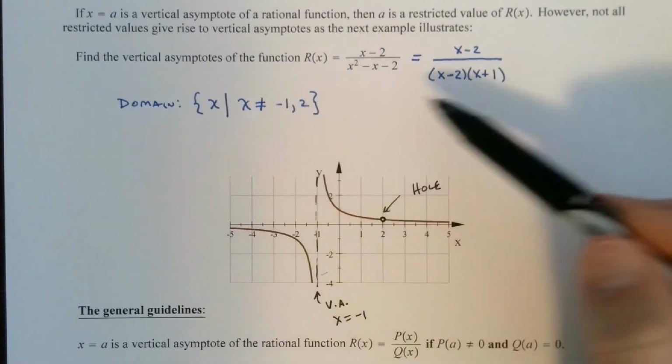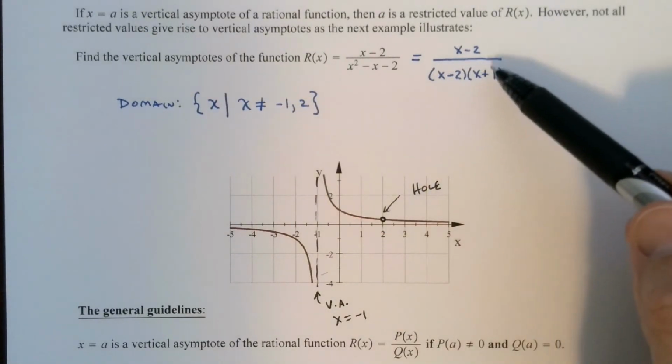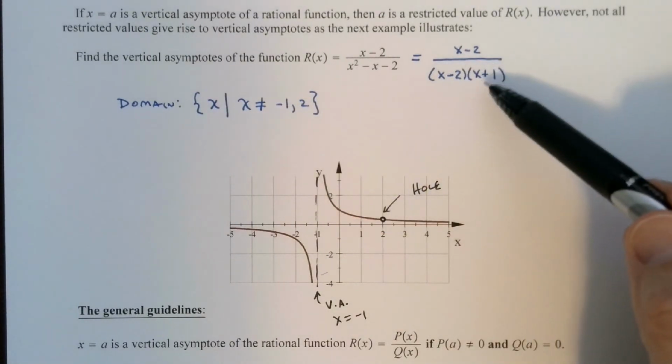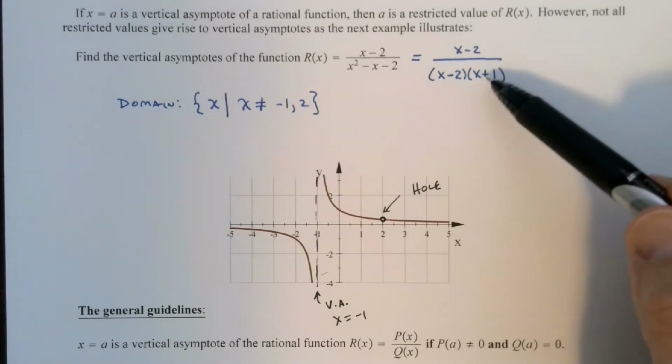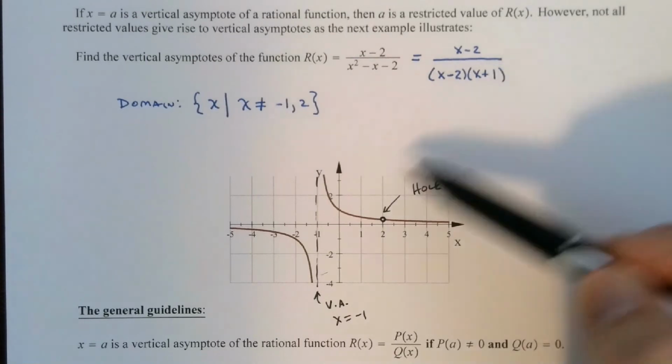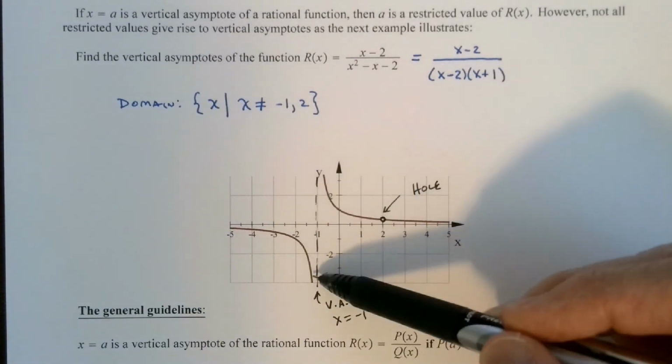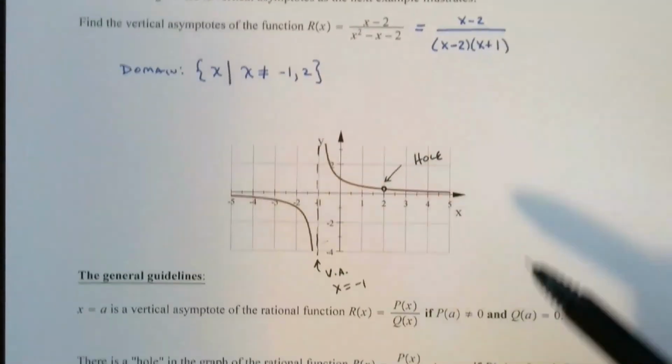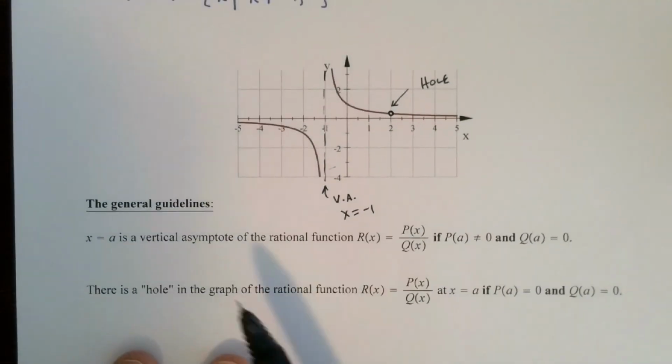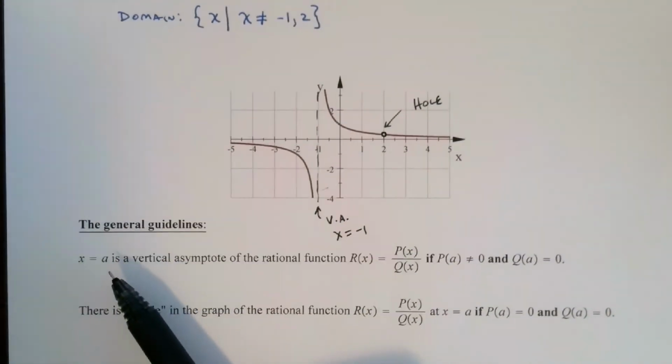Notice the factor x plus 1. There is no x plus 1 factor up here. If there's only the factor for the negative 1, 0, the x plus 1 in the denominator, not in the numerator, that's when you're going to have a vertical asymptote.